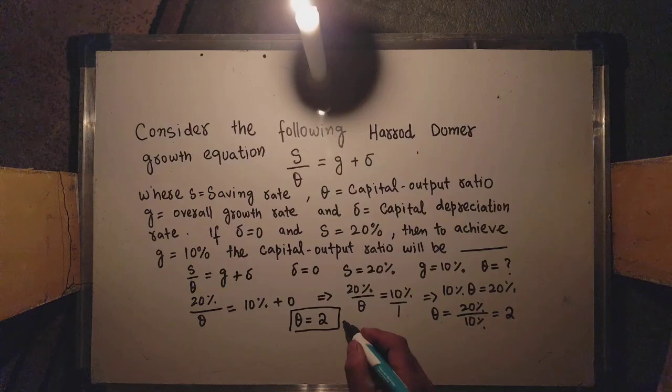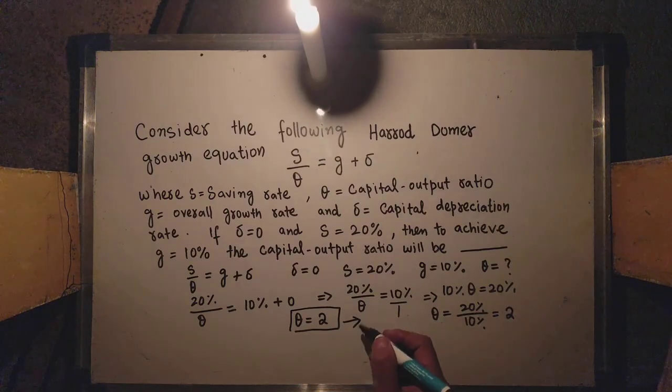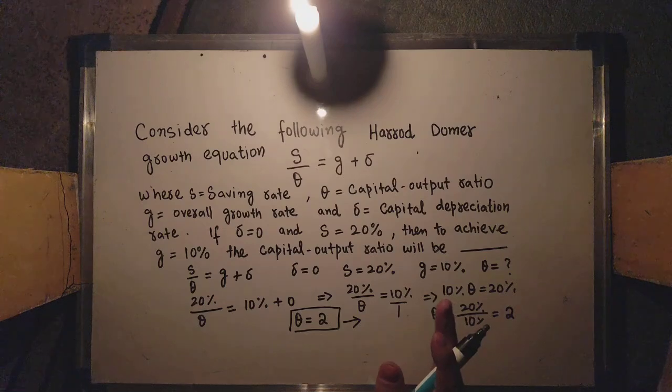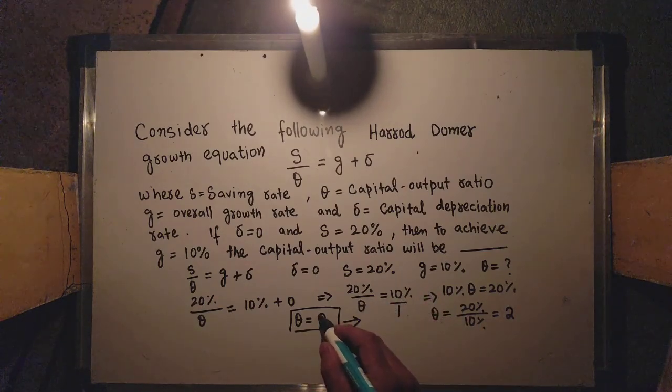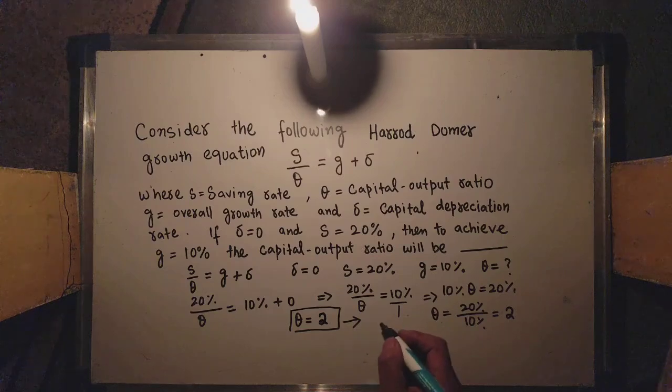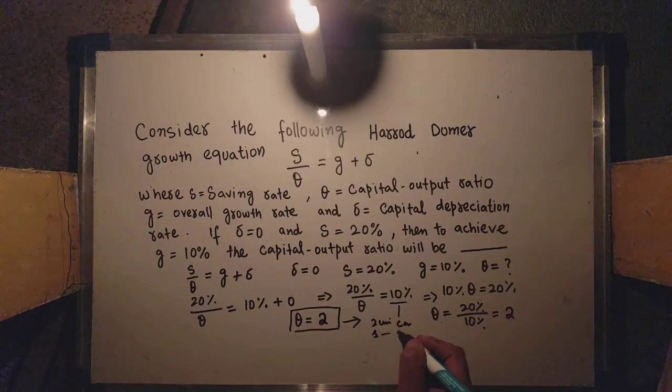By capital output ratio, what do we mean? How many units of capital are required to produce 1 unit of output. By 2, it means in this case that we need 2 units of capital to produce 1 unit of output, given the Harrod-Domar growth equation.